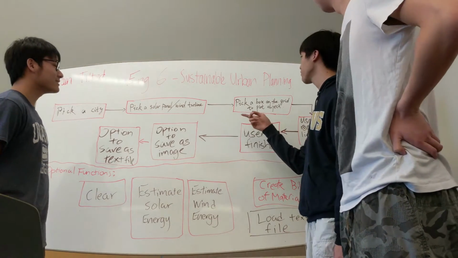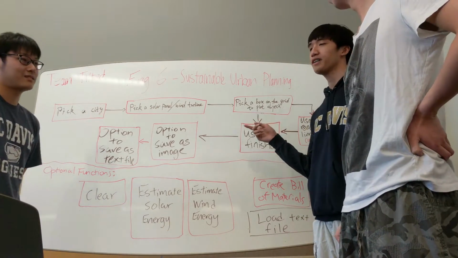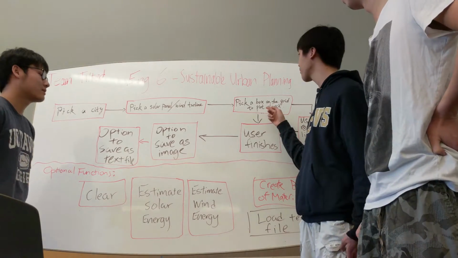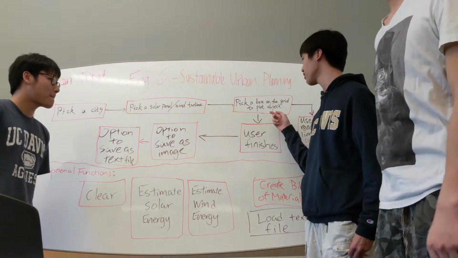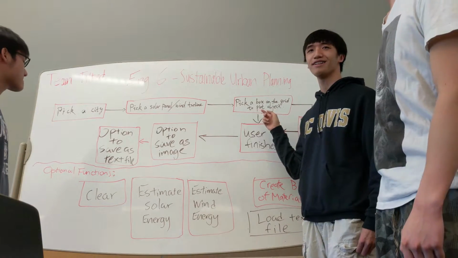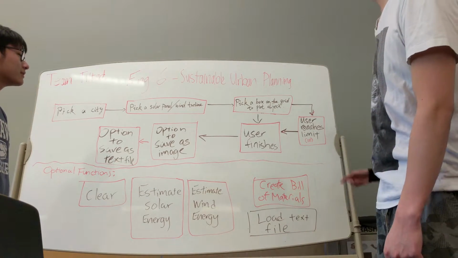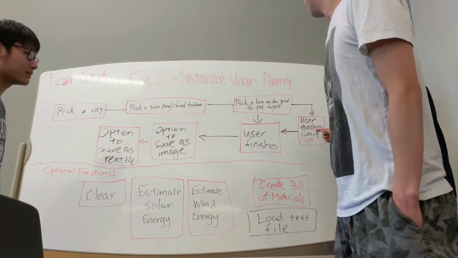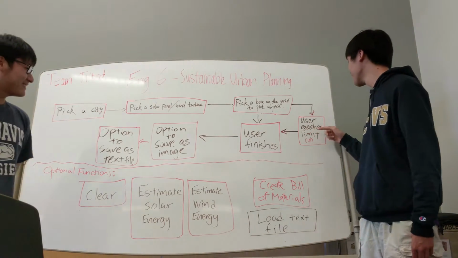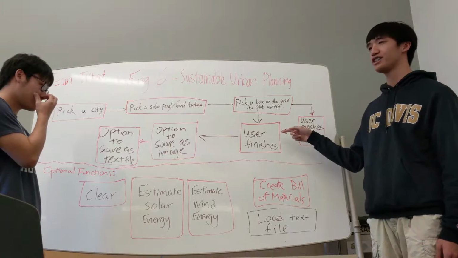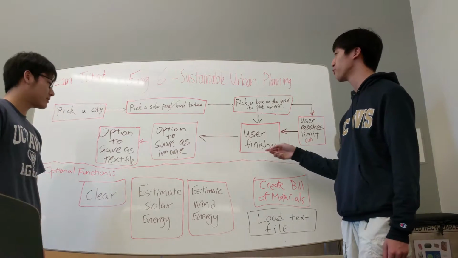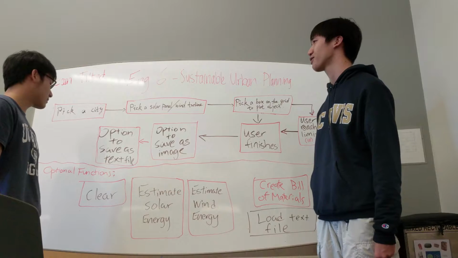And then next, after you pick your solar panel or wind turbine, you will go to the map and click on a box on the grid so that you can plot your object, which will also turn the color. And then, once the user reaches the limit of 10 objects placed, or if they choose to press the finish button, it will move on to the next part of the program.